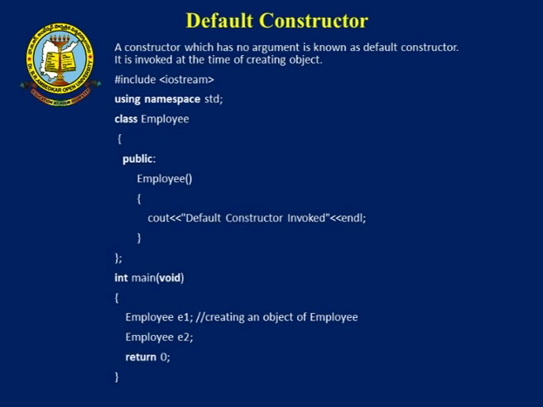After that we have to close the curly braces for the constructor as well as for the class, and we have to mention the semicolon. After that we have to declare the main function.